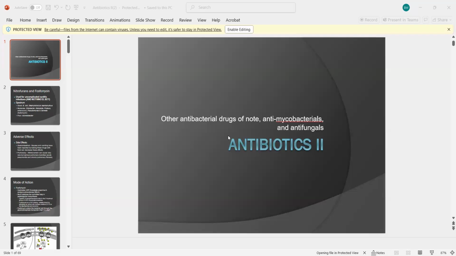Myalgias and arthralgias. Elizabeth, what's an arthralgia? Arthritis, arthralgia, joint pain. Exactly. Myalgia, Brooke, what's myalgia? Muscle pain. Good. Muscle pain and joint pain. So these are common and they may limit the tolerance to therapy.